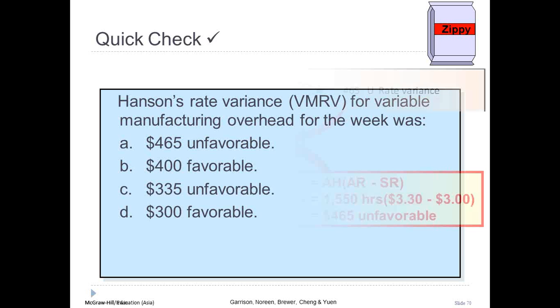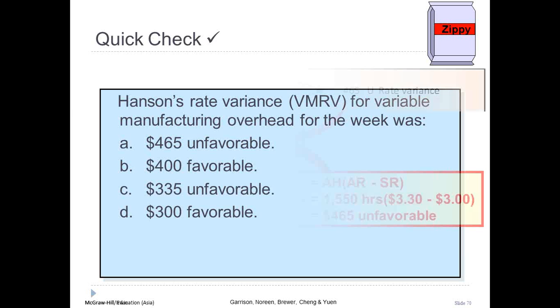We find the actual variable manufacturing overhead rate by dividing $5,115 total variable manufacturing overhead cost by 1,550 direct labor hours actually worked. Now that we know the actual variable manufacturing overhead rate, let's calculate the variable manufacturing overhead rate variance.